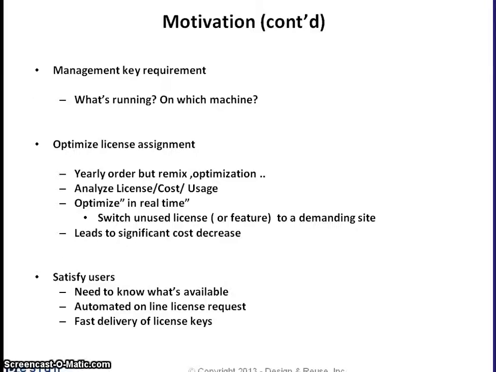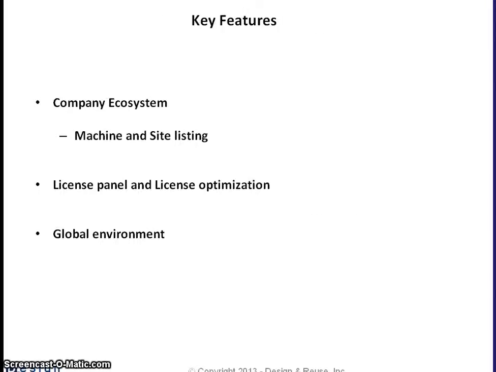If they have an expensive feature which is demanded by a site and another site does not use it, then you have to switch to sharing. When you manage correctly, you have a significant cost decrease. The users have, of course, to be satisfied. You need to know what's available. He wants automated online license requests and fast delivery of license keys. This platform has been shown to be very useful to help manage these licenses.